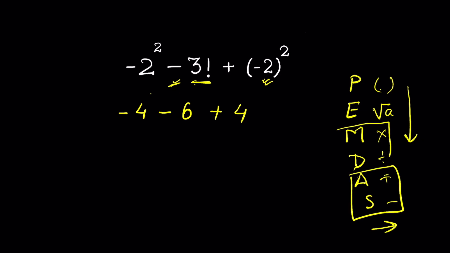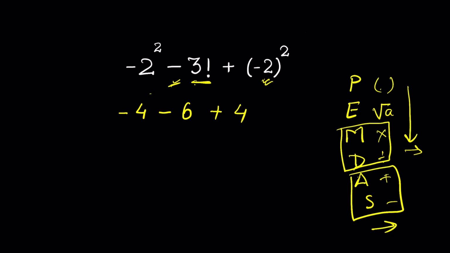Same goes for multiplication and division also. We have to solve them from left to right, whichever comes first. But for addition and subtraction it doesn't matter, you will get the same answer even if you do addition first or subtraction first. For example, if you subtract first, −4 − 6 equals −10, plus 4 equals −6. Or −4 plus 4 equals 0, then you are left with −6.